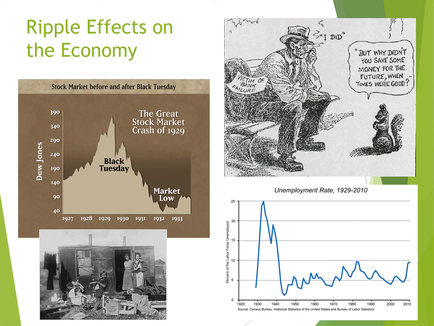I've got a political cartoon in the upper right, and it's got a little squirrel here talking to a man who appears to be homeless and is a victim of bank failure. The squirrel asks him, "But why didn't you save some money for the future when times were good?" And the man replies, "I did. But when speculation and buying on margin impacts the banking sector, then people begin to lose their life savings." Banks and other financial institutions had suffered heavy losses, and these institutions were forced to limit lending for consumer purchases, which leads to a downward spiral.